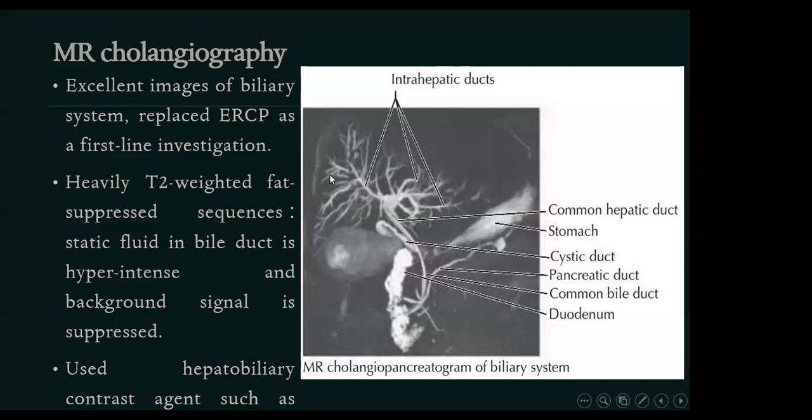Here we can see the intrahepatic biliary duct. This is the right and left hepatic duct, the common hepatic duct. This is the cystic duct, joining the common hepatic duct to form the common bile duct. This is the main pancreatic duct, joining the common bile duct and opening at the second part of the duodenum.